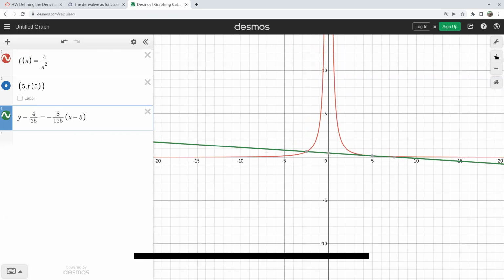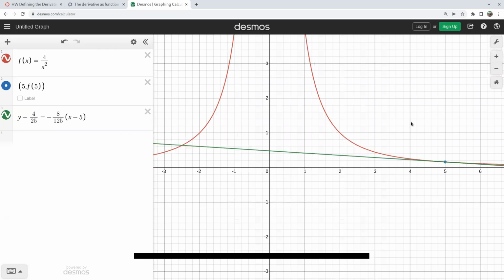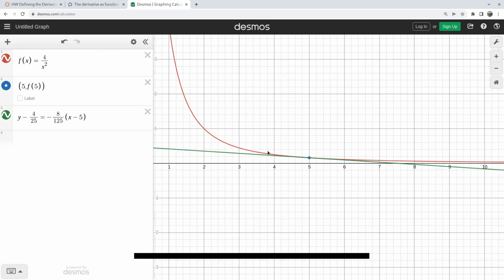Oops, wrong button. To see that these two look good. The red is always going to be on top, the green is underneath, and they match. The green line matches the slope of the red curve when x is 5. Well, that was exciting.